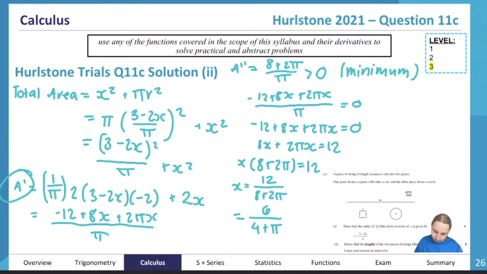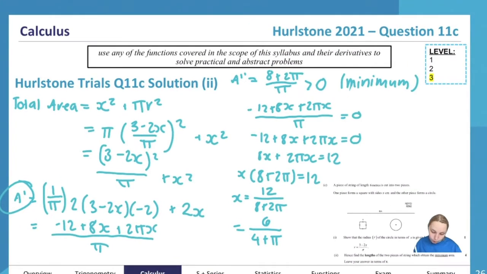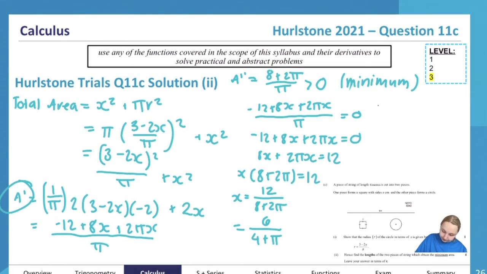So from there, we need to find the length required for each piece of string. So what we're going to do is first find the length required for the square. We know that the perimeter of that square is going to be 4x. So we do 4 times 6 over 4 plus pi, which when we work that out is going to give us 24 over 4 plus pi as the length of string required for the square.